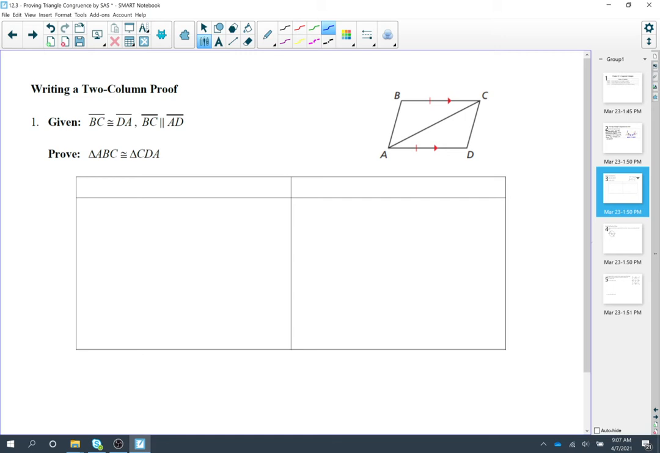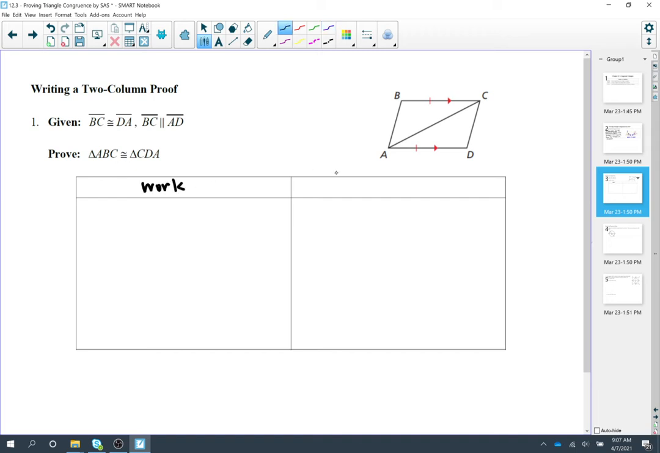Example 1, writing a two-column proof. We are given that side BC is congruent to side DA, which is marked with one tick mark on our picture. And we're also given that BC is parallel to AD, and we have to prove that triangle ABC is congruent to triangle CDA. Before we look at this too closely, I'm going to set it up.